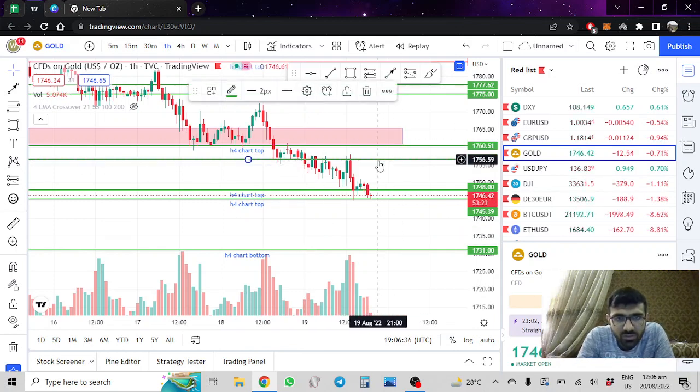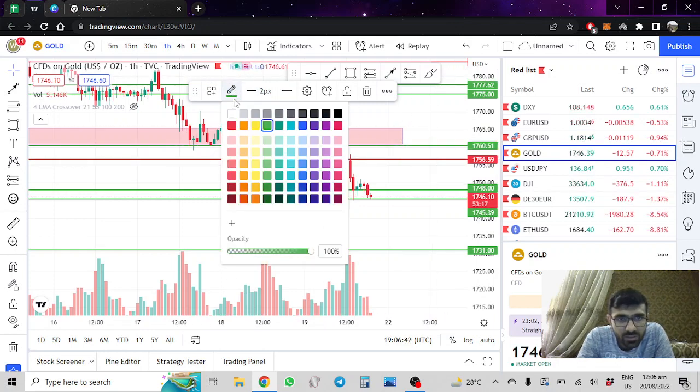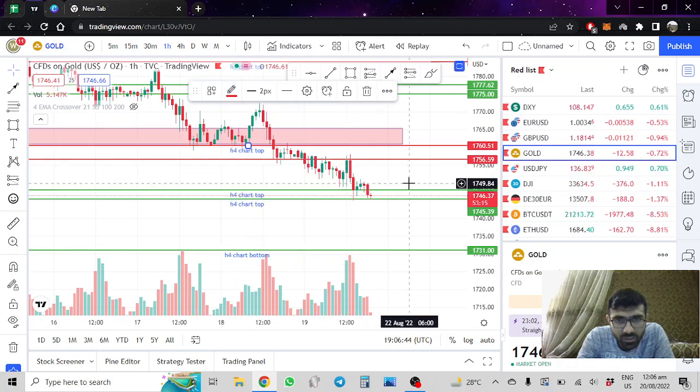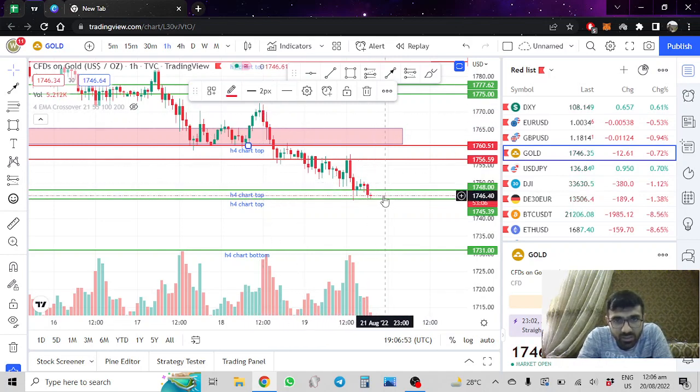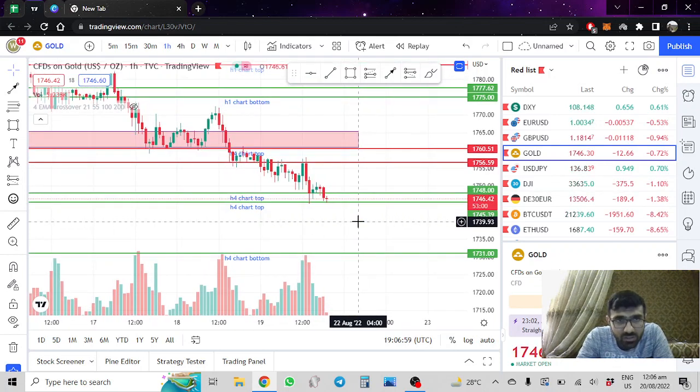Now this is the area of resistance. So I'm gonna make this color red. This is also a resistance area. I'm gonna change its color to red. Okay, so what is happening is that my gold has fallen significantly till here. There is a good chance that it might retrace a little as well, but more chances are that gold is gonna be selling.